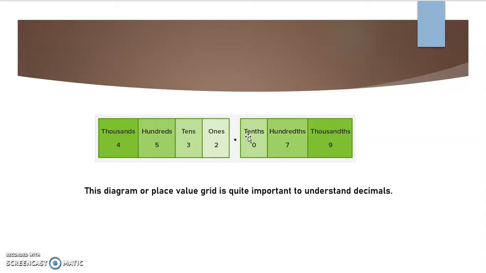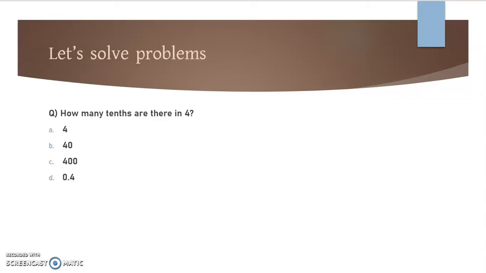Now basically tenths is 1 by 10, and hundredths is 1 by 100, and thousandths is 1 by 1000. So let's solve some problems to understand why this place value grid is actually important.